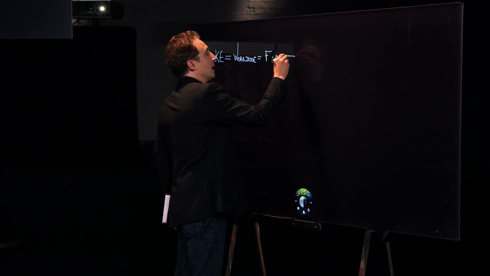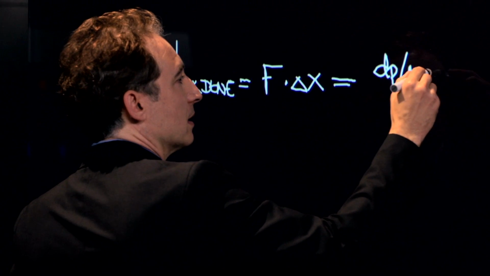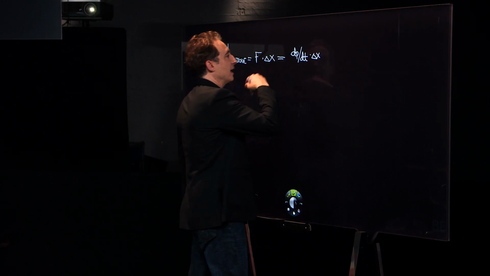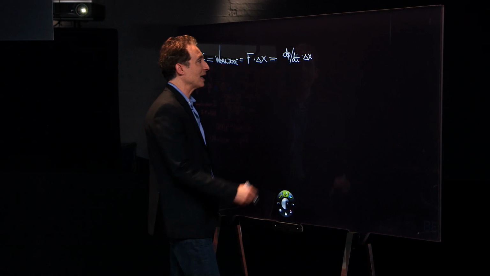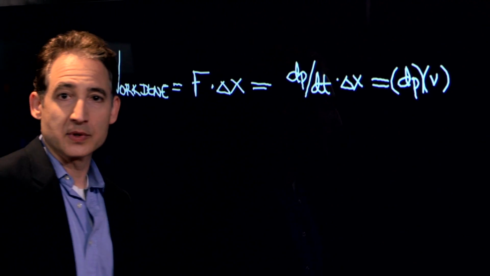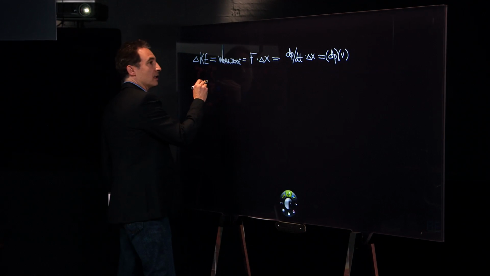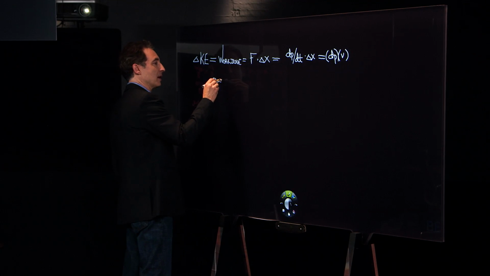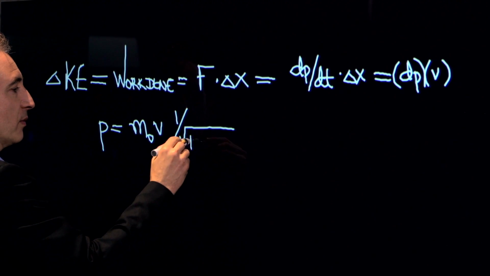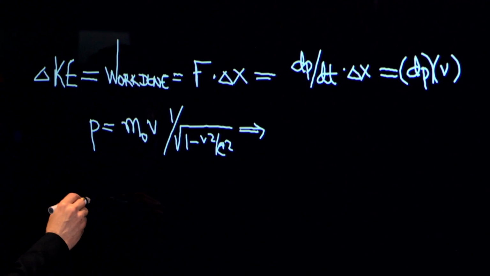And using the fact that F is dp dt, we can write this as dp dt times delta x. And we can play a little game where we take the delta x and the delta t, put those guys together into a velocity, and write this as dp times the speed v. Now, that's a nice way of writing things, because we can write down p also in terms of v. It's just m naught times v times gamma, which is 1 over the square root of 1 minus v squared over c squared.